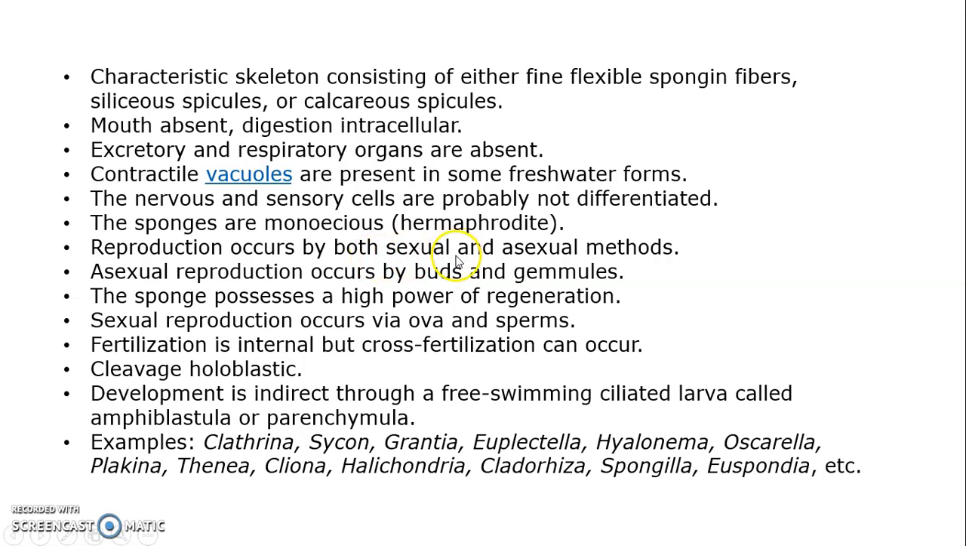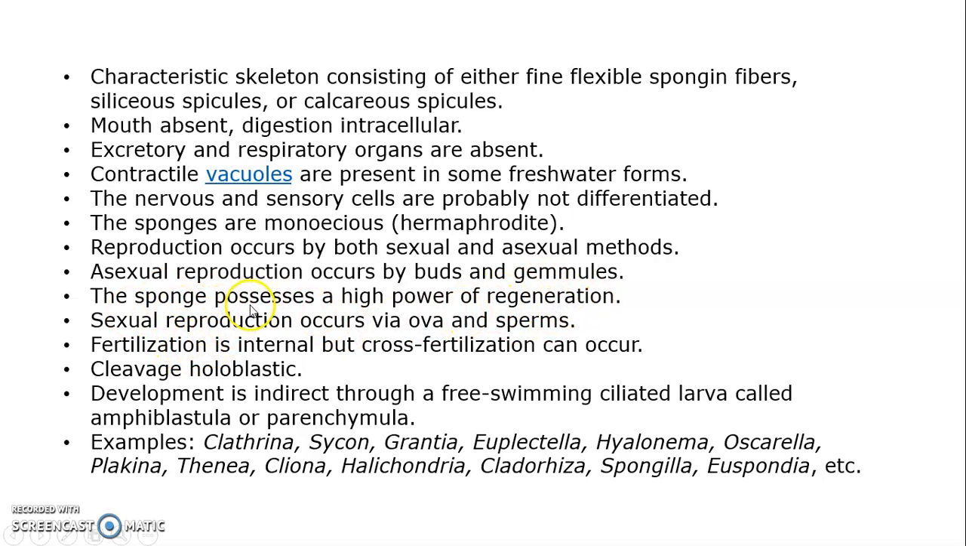Reproduction occurs by both sexual and asexual methods. Asexual reproduction occurs by buds and gemmule formation. They produce buds for asexual reproduction and gemmules also. Gemmules are internal buds. They survive in unfavorable conditions and develop into new organisms. The sponges possess a high power of regeneration. If the organism loses its body parts, then it will regenerate its body part. That is called regeneration.